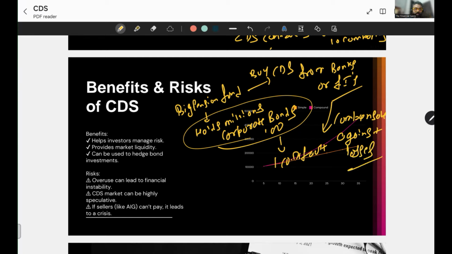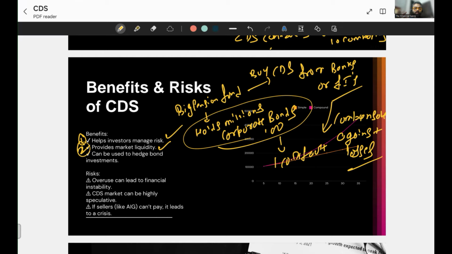So they will compensate against losses, right? This is why CDS is often called insurance for bonds or loans. Second is, it enhances the market liquidity. How? CDS allows banks and investors to trade risk more easily, and it makes the bond market more liquid and flexible.